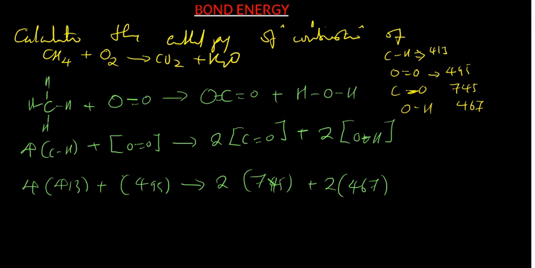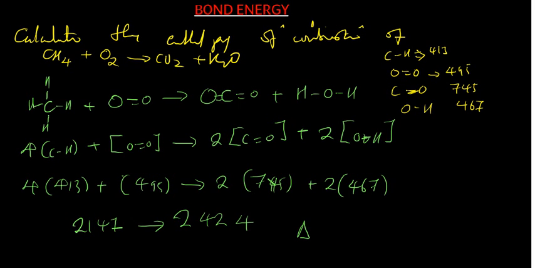Now let's punch our values on the calculator. So we are multiplying 4 by 413, and then we are adding 495. So the value there is 2147. Over the other side, 2 multiplied by 745, and then we add 2 multiplied by 467, so that is 2427.